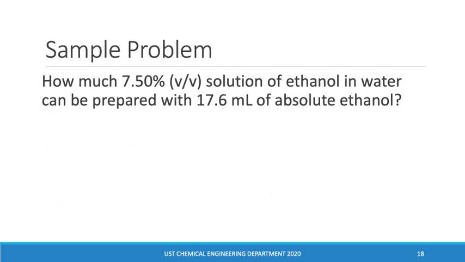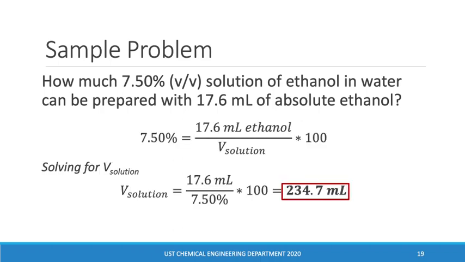Now let us consider this sample problem. How much 7.5% by volume solution of ethanol in water can be prepared with 17.6 ml of absolute or pure ethanol? To solve this problem, take note that the given 7.5 volume percent here is equal to the volume of solute, which is 17.6 ml pure ethanol, divided by the unknown solution volume. So solving for the solution volume, we get 234.7 ml.